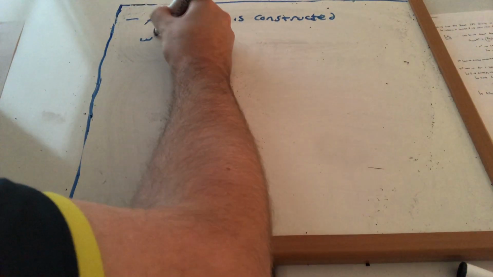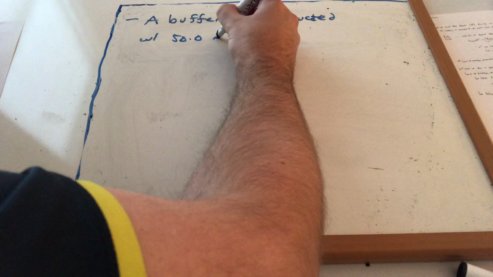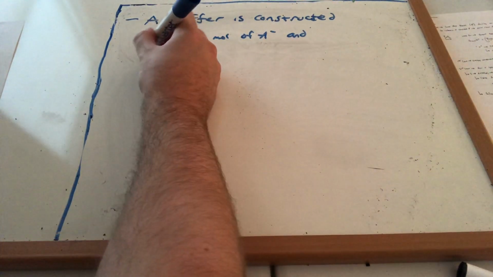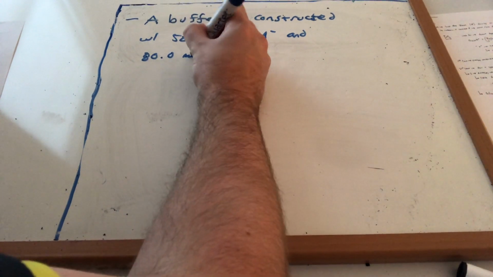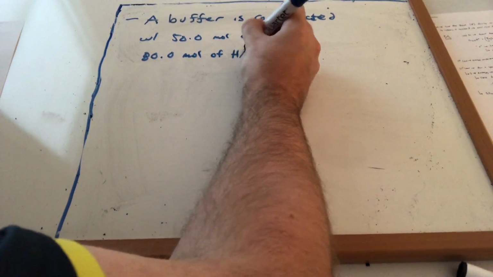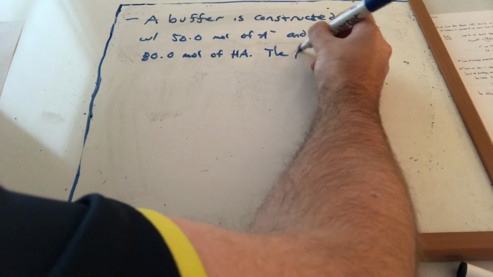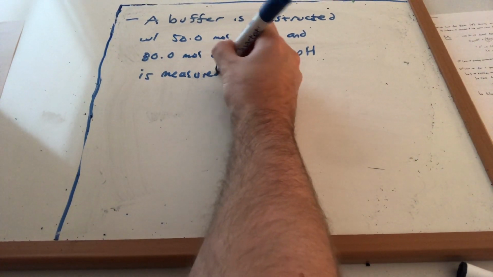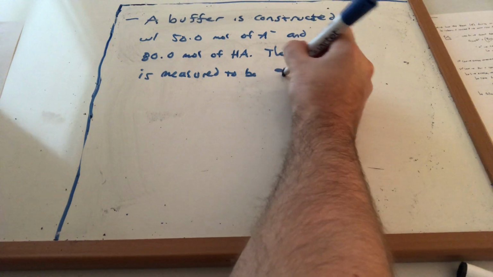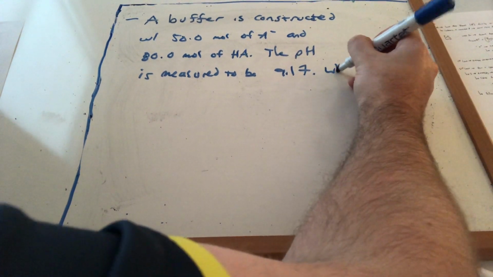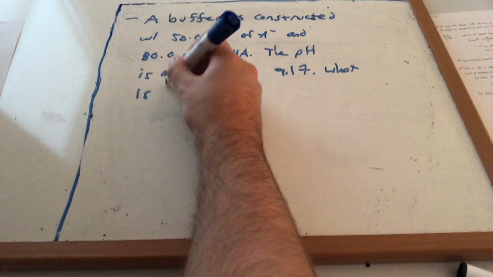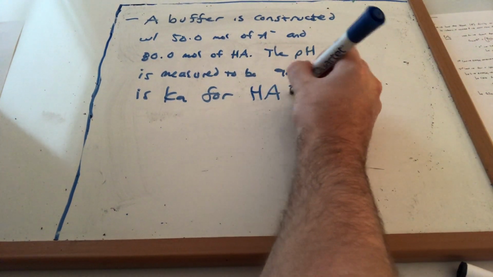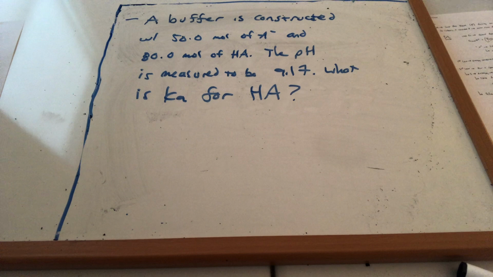Constructed with 50.0 moles of A minus and 80.0 moles of HA. The pH is measured to be 9.17. What is Ka for HA?